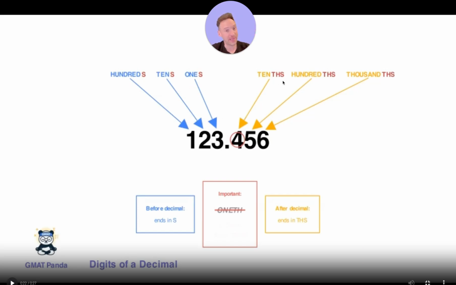Now, to the right, all of them end in THS. So this is the tenths digit, this is the hundredths digit, this is the thousandths digit. Okay, so non-native speakers probably struggle pronouncing this, but who cares? We don't need to pronounce anything in the GMAT, we just need to click on the right answer.